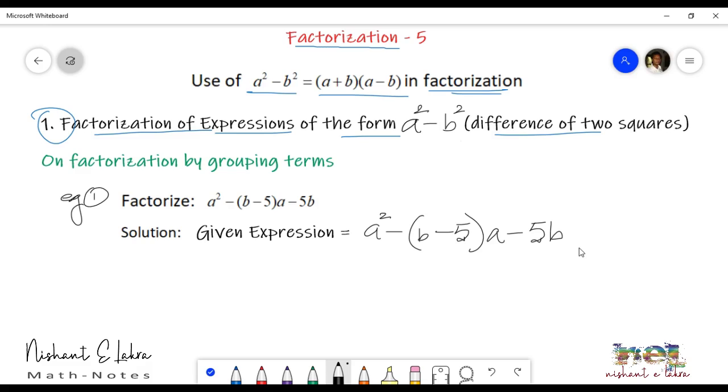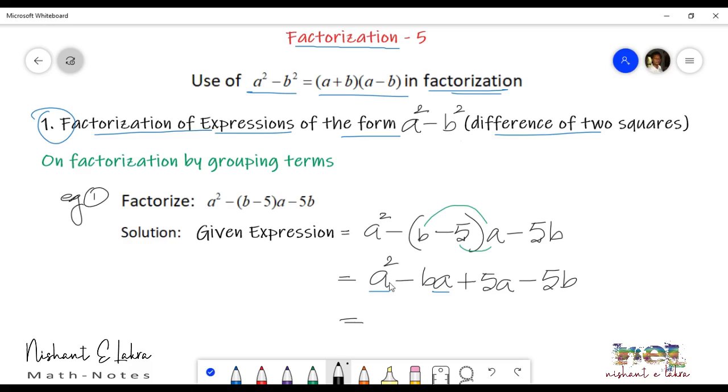Now what we are learning is factorization by grouping form or grouping method. a square minus, what we'll do is we'll open the bracket here, b into a would be ba, minus into minus is plus, and 5 into a is 5a, right, minus 5b. Now instead of ba you can also write it as ab, because that will be in order.